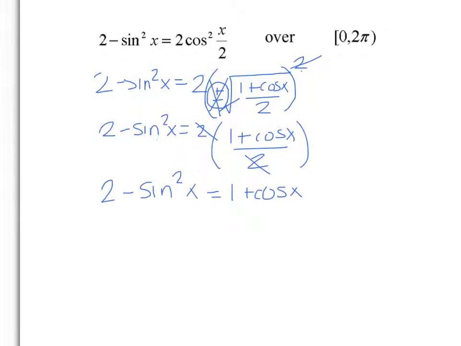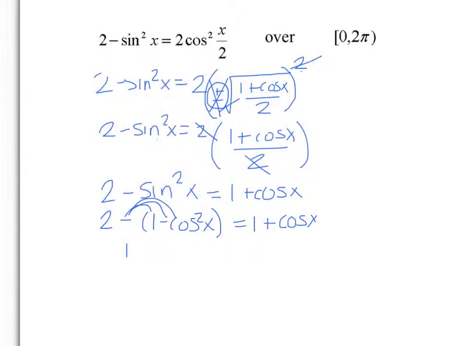And a lot of people at this point kind of freak out because we have sine squared and we have a cosine and they're not the same thing. So what you need to do is use trig identities, Pythagorean identities, to change sine squared into 1 minus cosine squared. So those don't go away. And then I still have 1 plus cosine on this side. And I need to distribute my minus sign. So it'll be 2 minus 1 will just be 1. Distribute the minus sign there and I'll get a plus cosine squared equals 1 plus cosine of x.